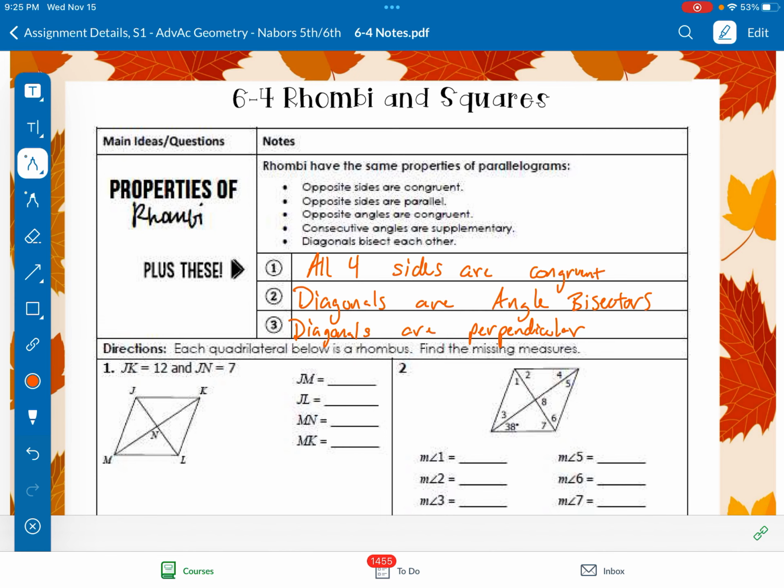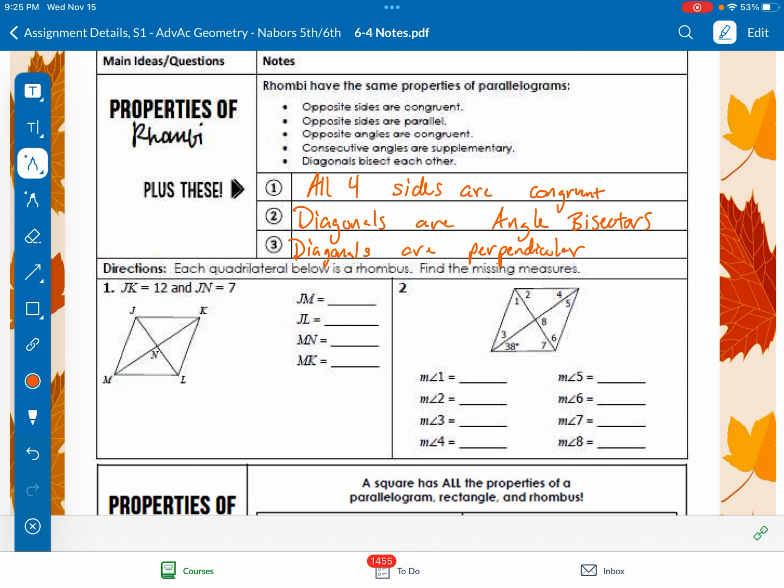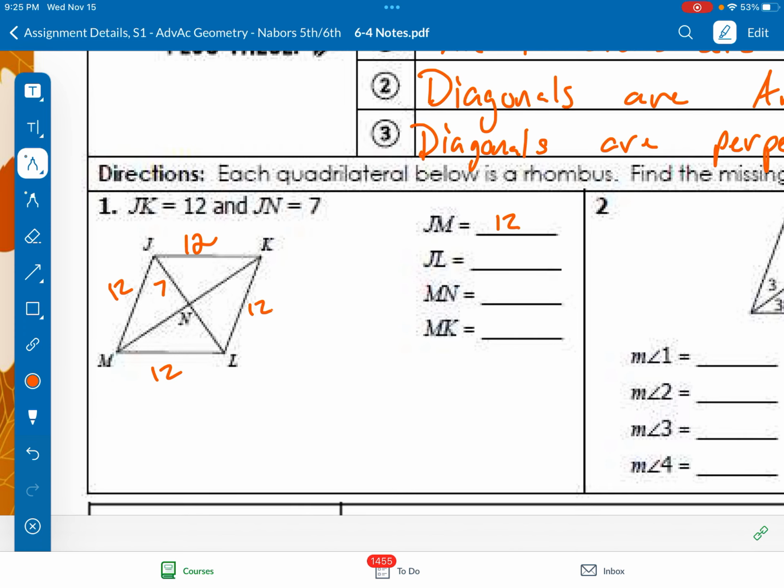So we'll get into the angles in a minute. Let's start with the sides with number 1. Each quadrilateral below is a rhombus. Find the missing measures. So JK is 12. JN is 7. We want to find these missing measurements. So again, it's a rhombus. What makes a rhombus unique is that every side is equal. So that includes JM. And that's it.